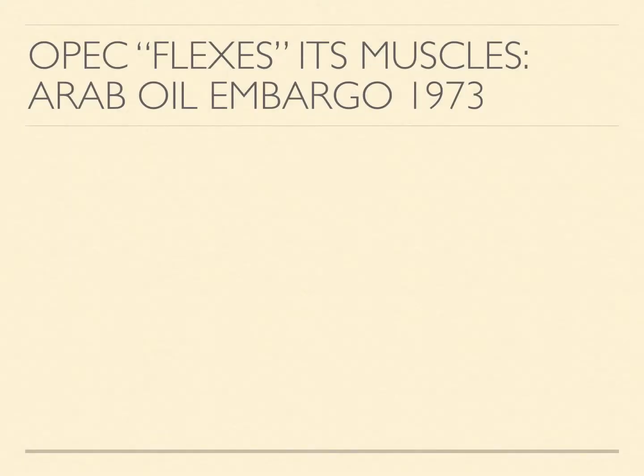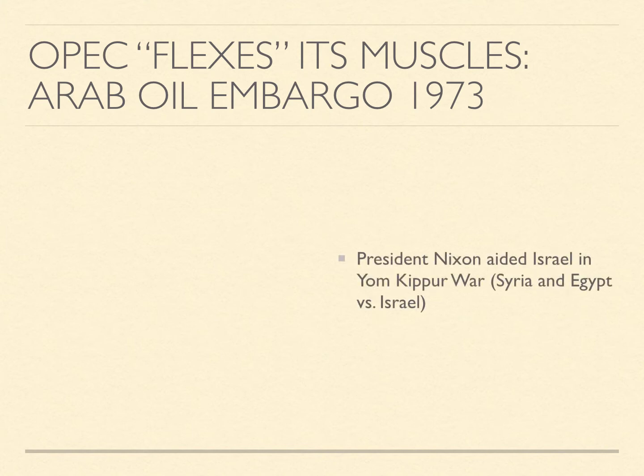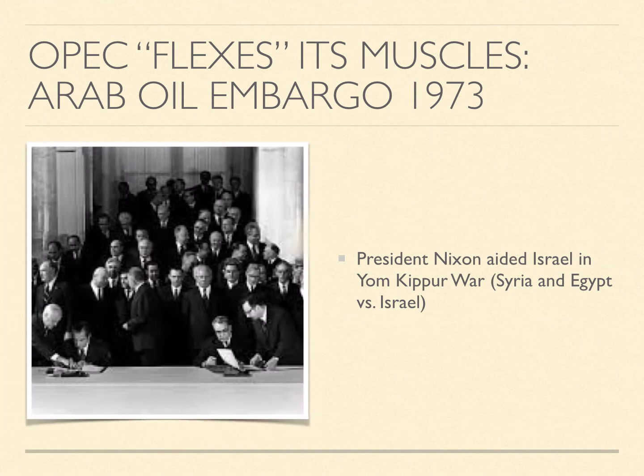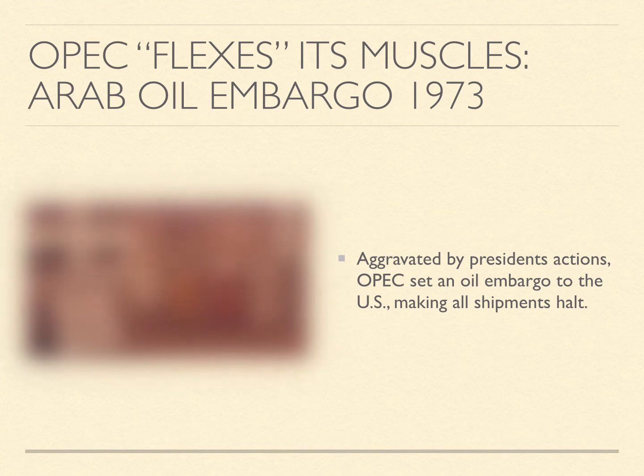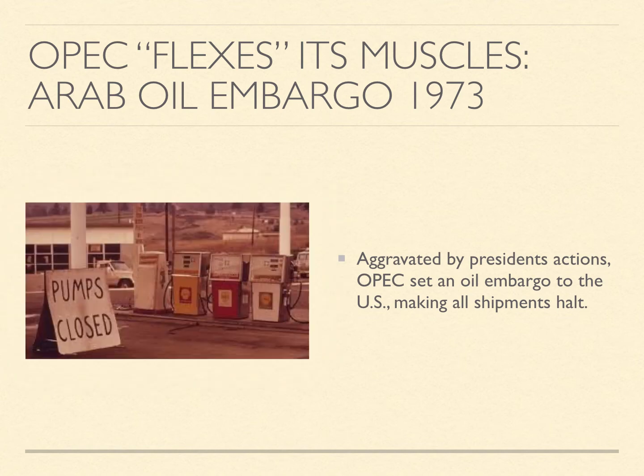In 1973, the Arab oil embargo took place. This was an event caused by President Nixon when he aided Israel in the Yom Kippur War. This was a war between Syria and Egypt versus Israel. President Nixon's actions aggravated OPEC, which caused them to set an oil embargo on the US and other places, making all shipments stop. This was OPEC showing its dominance and influence over the US's economy.